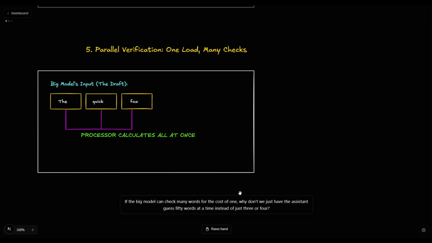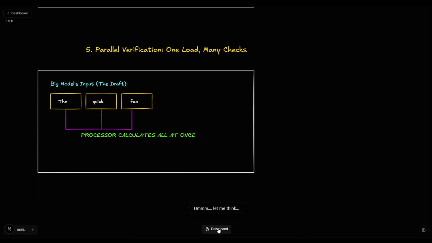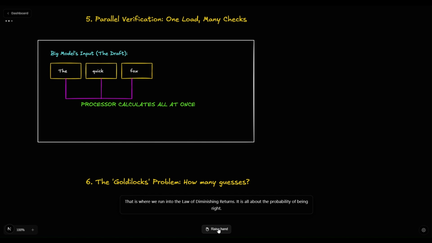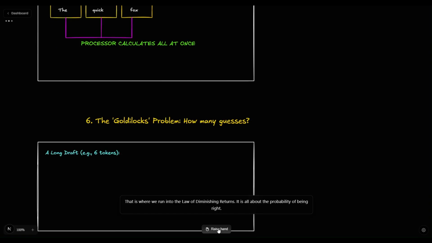If the big model can check many words for the cost of one, why don't we just have the assistant guess 50 words at a time instead of just 3 or 4? That is where we run into the law of diminishing returns. It is all about the probability of being right.